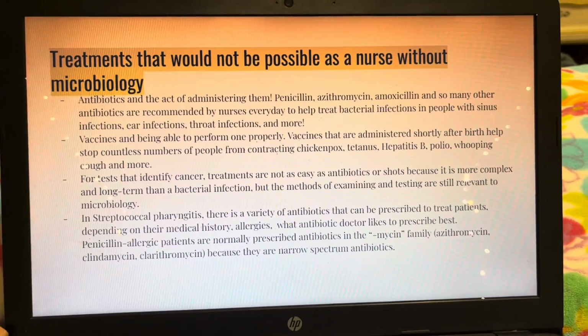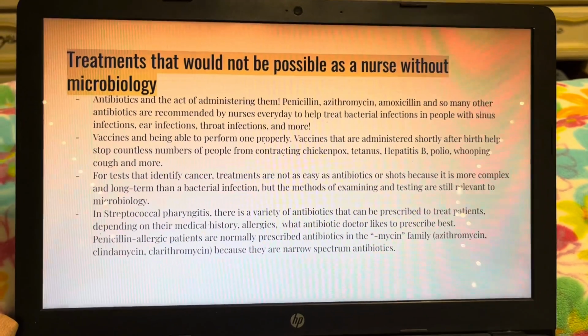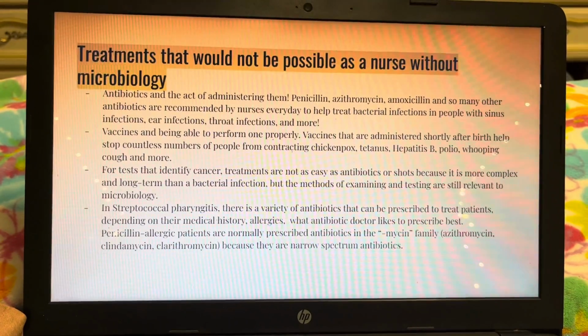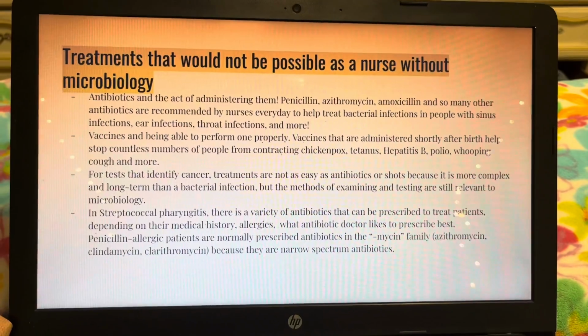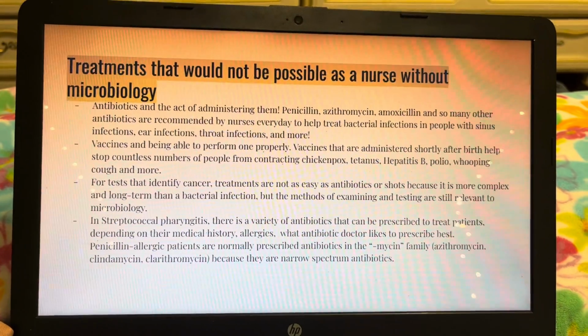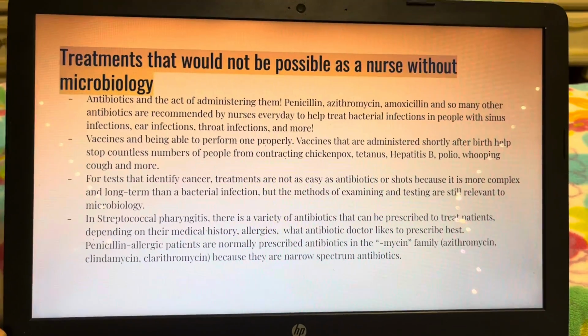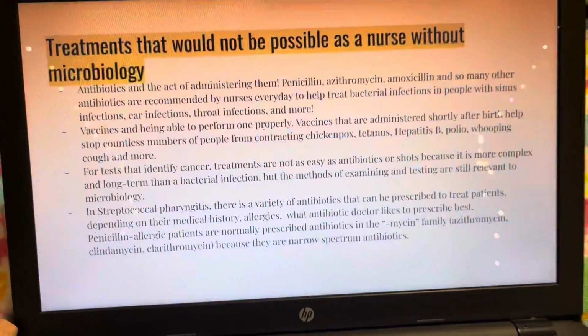So yeah. And then to finish things up, there are some treatments that would not be possible as a nurse without microbiology. One of them that has really been a key influence in this class is antibiotics and the act of administering them. Penicillin, azithromycin, amoxicillin, and a bunch of other antibiotics are recommended by nurses and then prescribed by doctors every day to help with bacterial infections. They can be used to treat all kinds of stuff like sinus infections, ear infections, strep throat, obviously, and other bacterial infections that are pretty common like that.